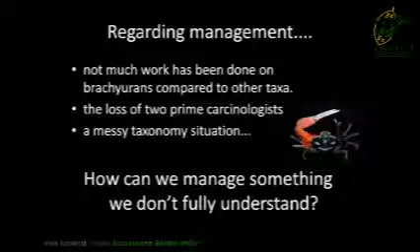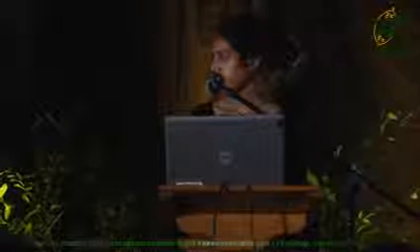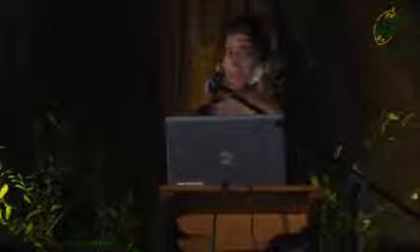Then regarding management, not much work has been done on brachyurans compared to other taxa. And we find a lot of misidentifications, and people just tend to push them aside. Then we've also had the loss of two prime carcinologists, the one being the late Dr. Owen, who did quite extensive work on the regional endemic we have in St. Lucia, Paratylodiplax blephariskios. And then also Dr. Winks Emerson, who moved out of the country many years ago, and we can't seem to get hold of him. So this all leads to what I like to call a messy taxonomy situation. And then how can we manage something we don't fully understand, of course?